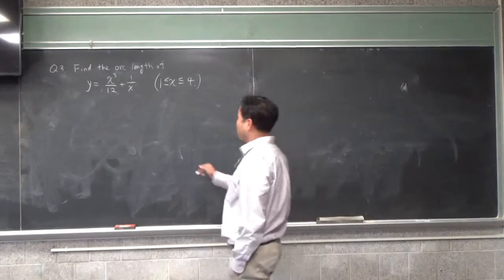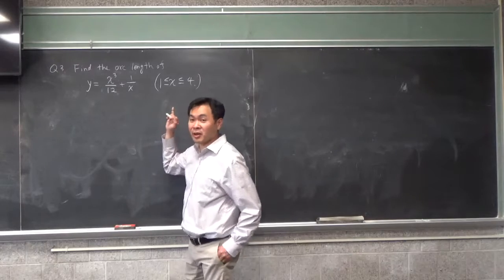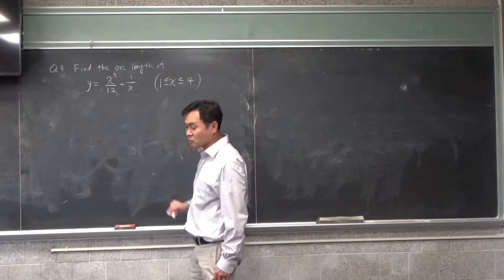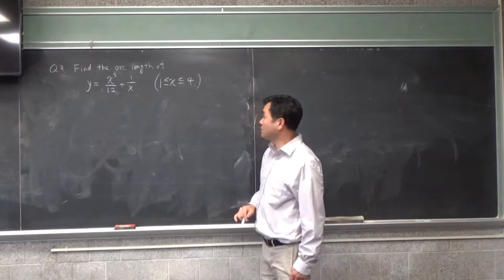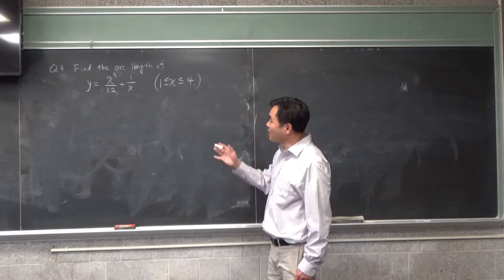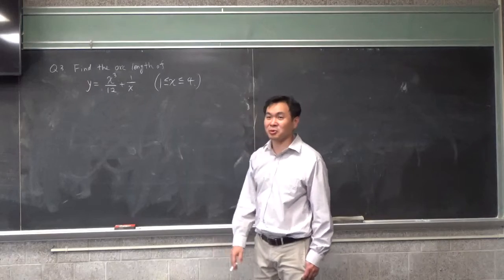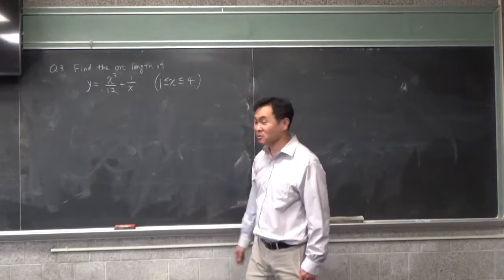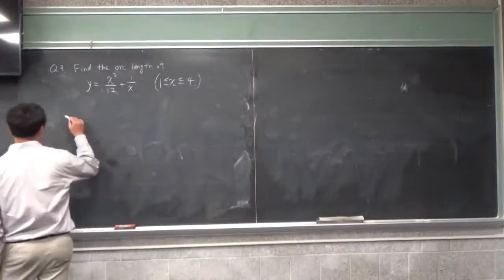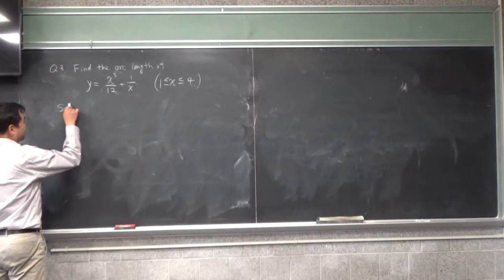This time, because you have 1 over x, you can't have x from 0. That's why it starts from 1. I have some vague idea of what the graph would look like, but let's not even go there. Okay? Let's just find the arc length just by using the formula.